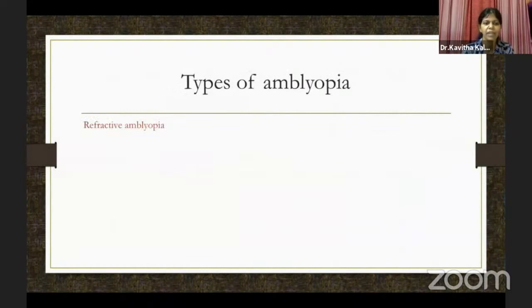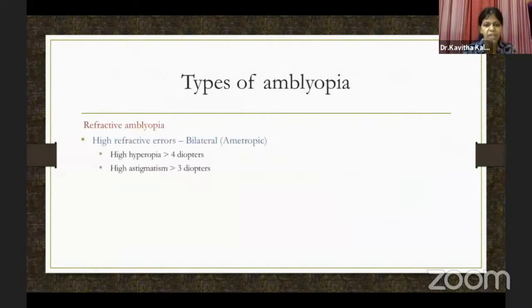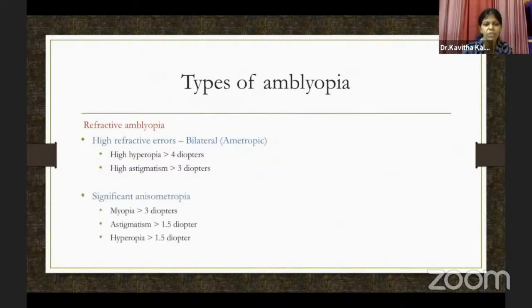Refractive amblyopia, like high refractive errors, can be bilateral, and it is called ametropic amblyopia. Hypermetropia is more amblyogenic. More than 4 diopters, when present bilaterally, can be amblyogenic. High astigmatism of more than 3 diopters is highly amblyogenic. Significant anisometropia is a cause: like myopia, a difference of more than 3 diopters between the eyes. Astigmatism and hyperopia, more than 1.5 diopters difference between the eyes, can be amblyogenic.